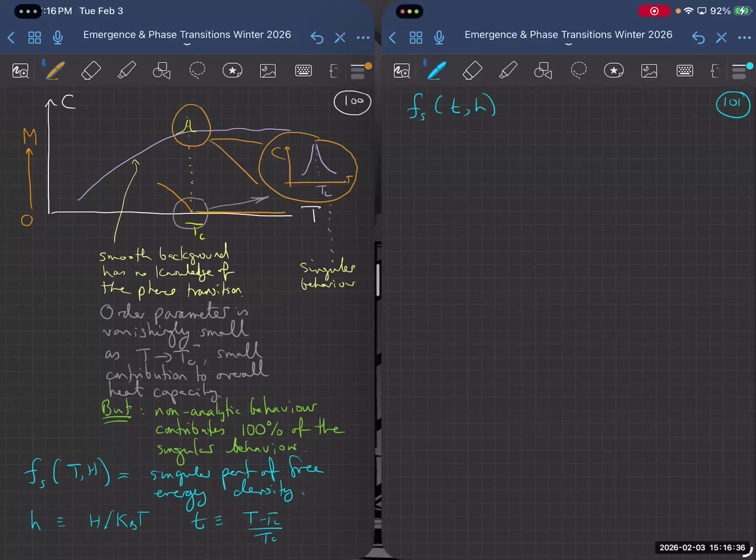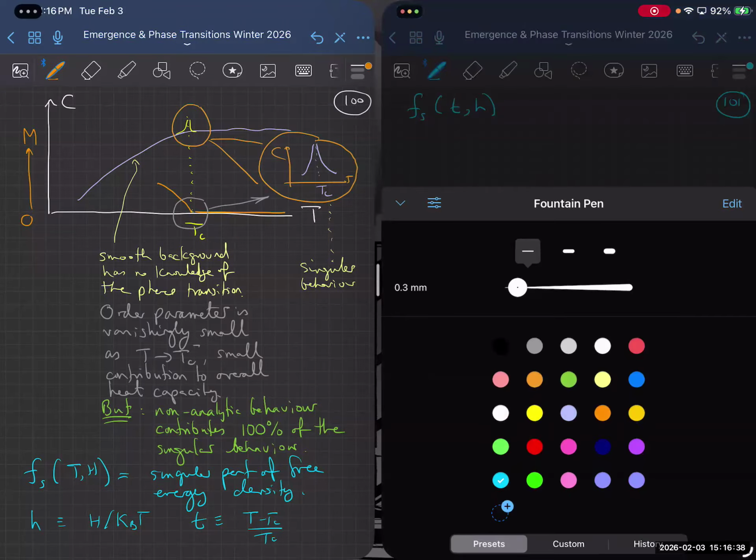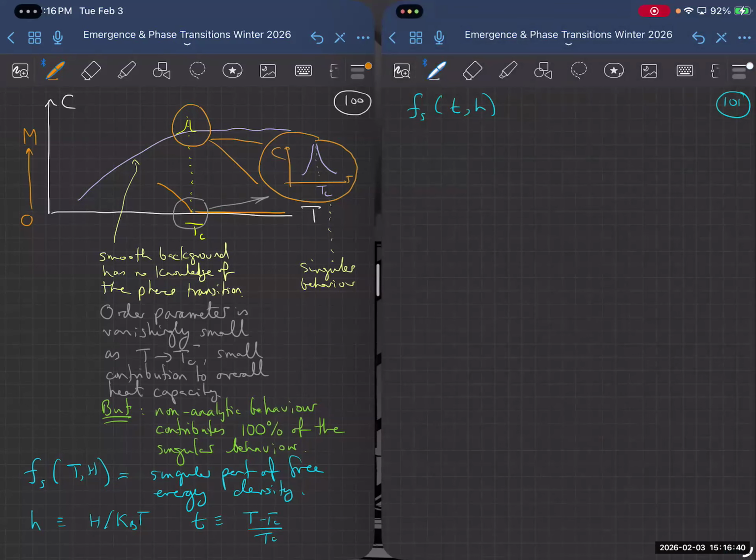Okay, so here's the basic idea. And it's really the thing that we've been talking about all along. We're going to coarse grain the system.